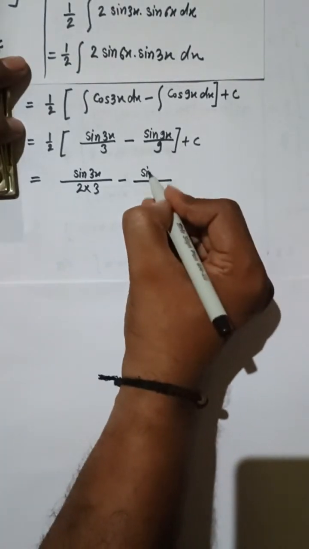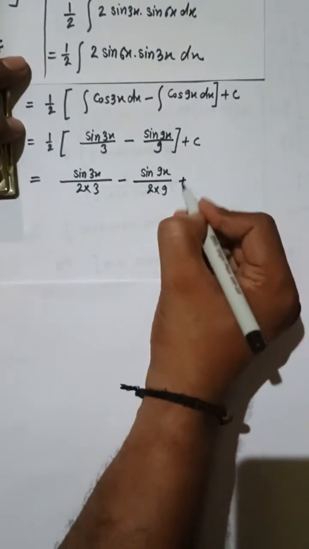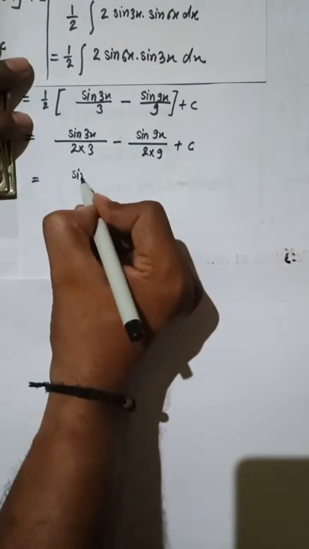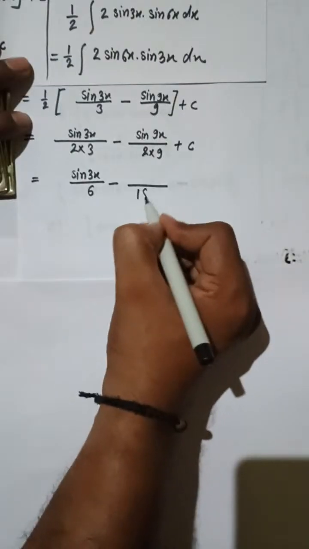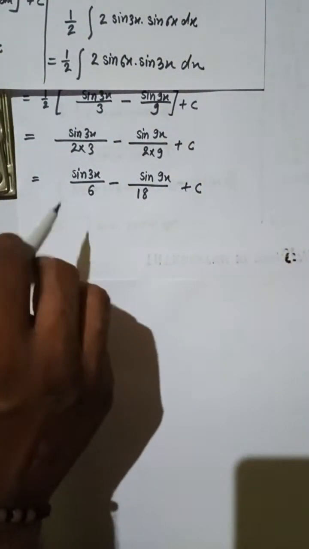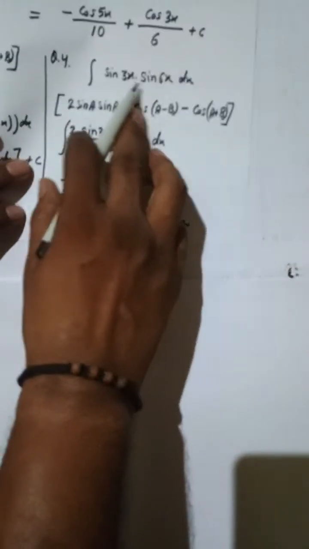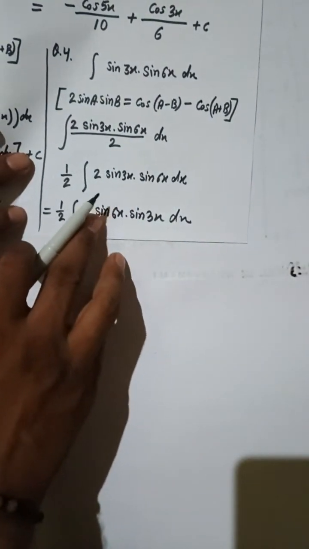Here we have sine 9x and 2 into 9 is 18. So in the next step I have sine 3x by 6 negative, 2 into 9 is 18, and we have sine 9x by 18 plus c. So you can see that this is our solution of this problem: sine 3x into sine 6x dx.